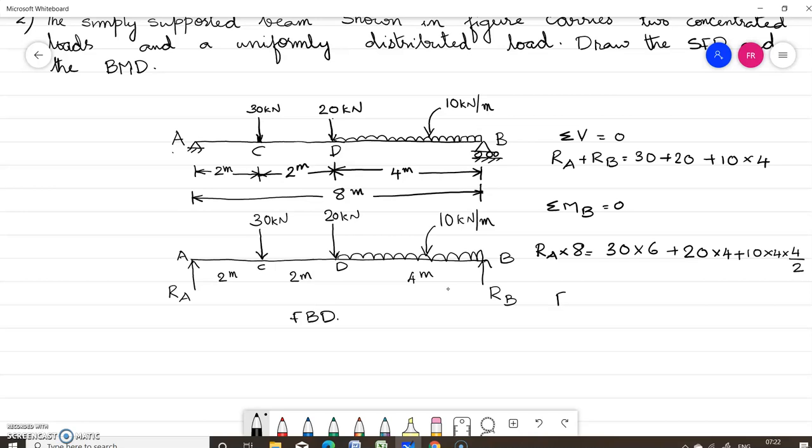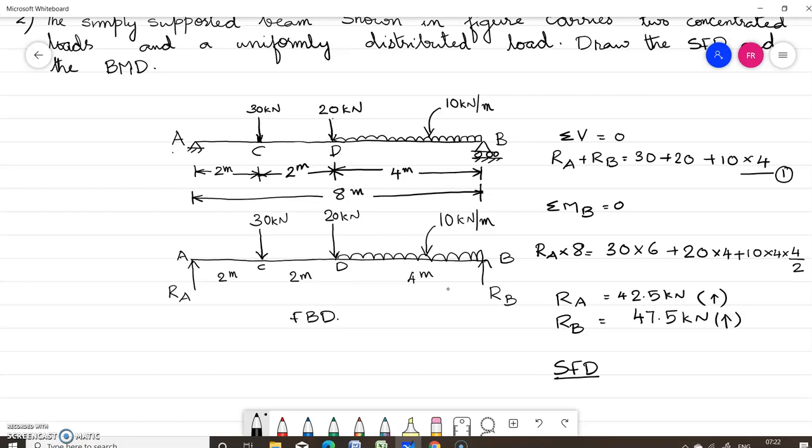So from this equation you will get the reaction RA equal to 42.5 kN acting upwards, and RB is equal to, substituting RA in equation number 1, you will get RB equal to 47.5 kN acting upwards. Okay, now we have to draw the shear force diagram.